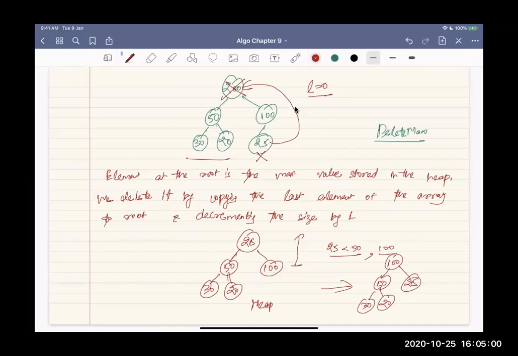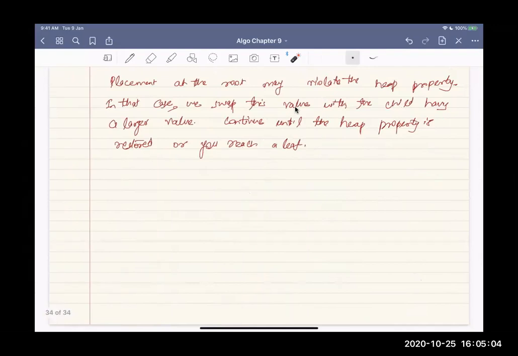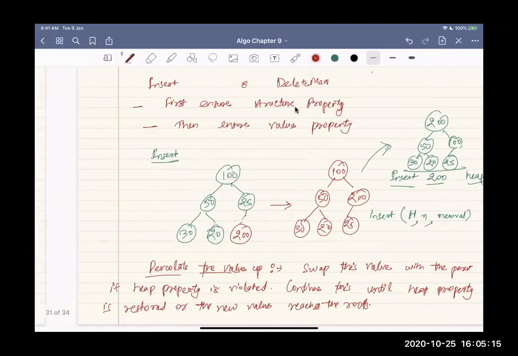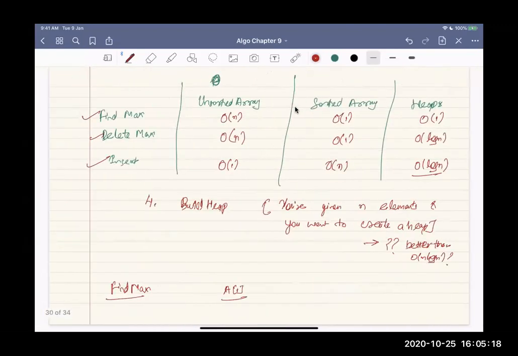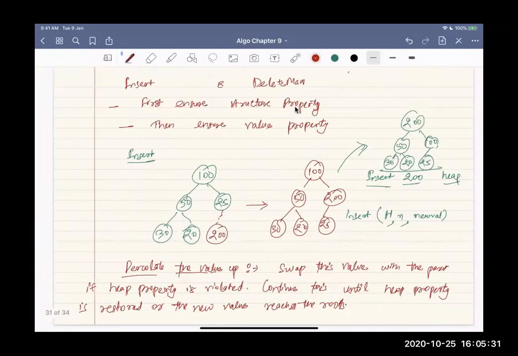So you will have to go from the root at most to one of the leaves, right? So this complexity is again just log n. That's for the height. So this is again order log n complexity. So very good. Now we had the three things. We learned find max is order 1, delete max is order log n, insert is order log n. Now let's talk about the fourth operation, that is how do you build a heap if you are given n elements.